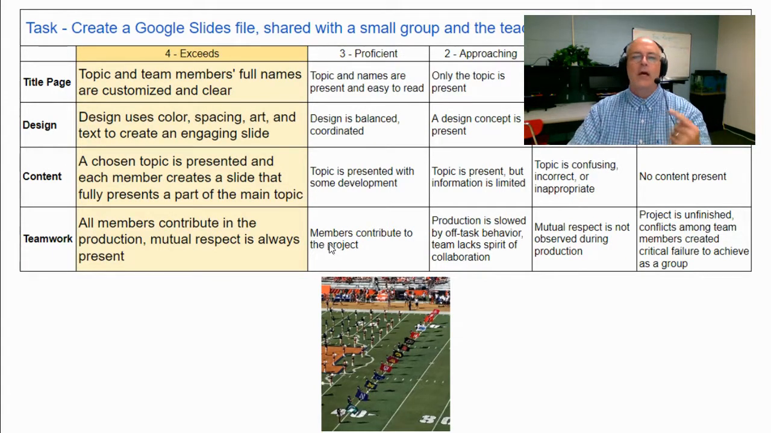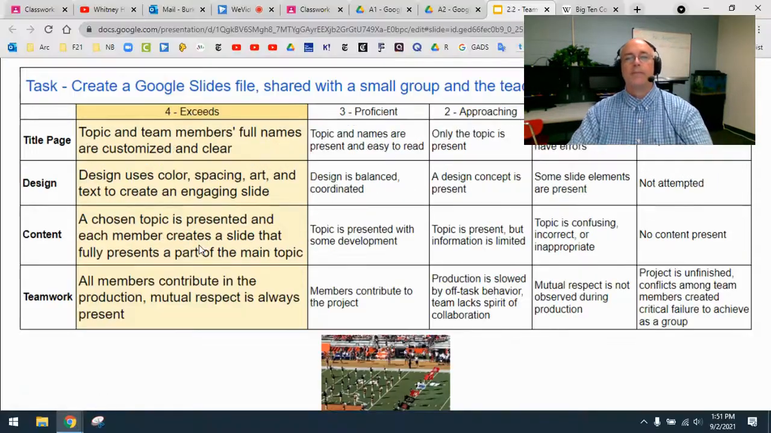At a proficient level, at least everyone's contributing to the project. But we get into a little bit of trouble if we find ourselves that production is slowed by maybe off-task behavior, lacking a spirit of cooperation. Maybe someone's just walking around the room, they're not really with the team. That's a little bit of a problem. We're at the beginner level for that if mutual respect is not observed. Maybe we got some put downs or some insults or some bullying. That's not appropriate at all and may even result in a 0, which is when the project's unfinished. The conflicts were just so much that we couldn't achieve the outcome. So we don't want to be anywhere down here. Let's work at the highest level and show mutual respect.